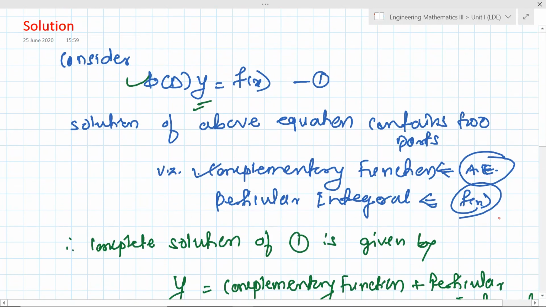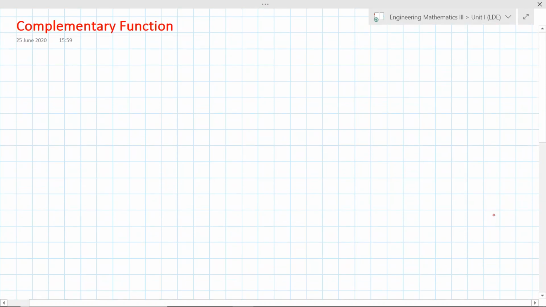Okay, now let us start with the complementary function first, and then we'll discuss the particular integral. So what is the complementary function? Consider an nth order linear differential equation in the form of operator, phi of D into y is equal to f(x).